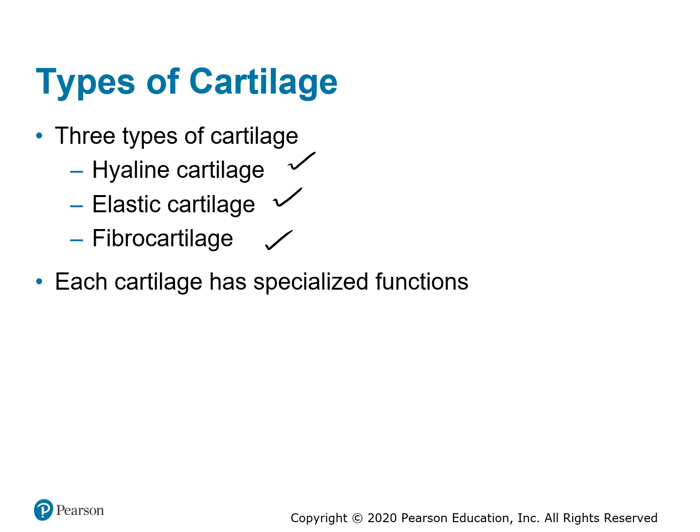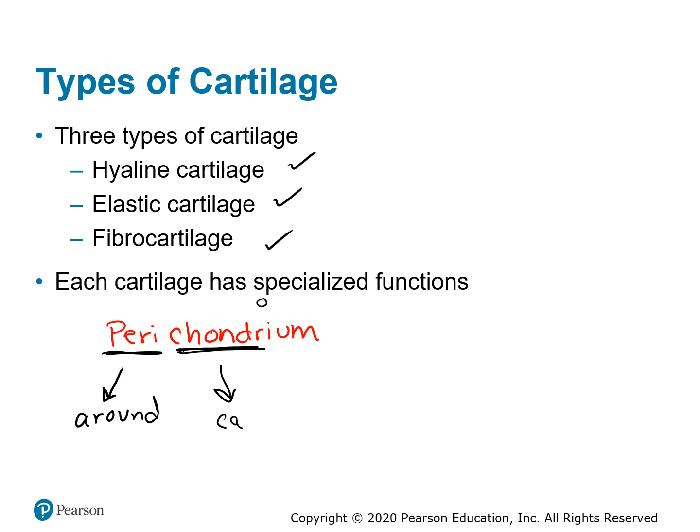There is a term that you might want to note: perichondrium. If you break up our Latin roots a little bit, peri means around. Chondri or chondro is cartilage. So some types of cartilage will have this perichondrium around it.